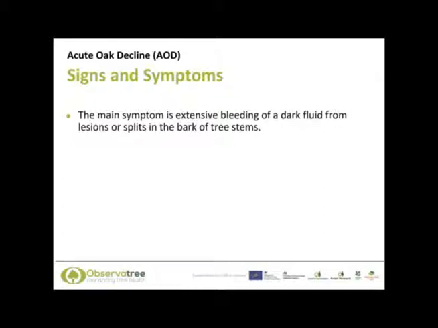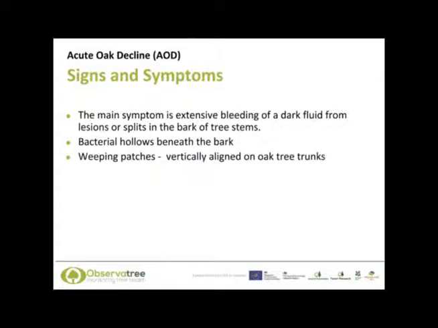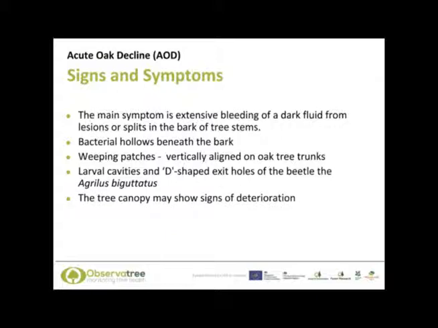So what are the signs and symptoms of AOD that we'll be looking for then? Well, one of the main symptoms is extensive bleeding of a dark fluid from lesions or splits in the bark of tree stems. There may be bacterial hollows beneath the bark at the point of bleeding. You will see weeping patches which tend to be vertically aligned on the trunks of the oak trees. We may also see larval cavities and D-shaped exit holes of the beetle Agrilus bigottatus. And also the tree canopy may show signs of deterioration.